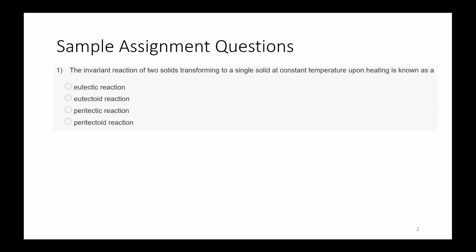So the first question is: the invariant reaction of two solids transforming to a single solid at constant temperature upon heating is known as. In the case of a solid state reaction, the name will end in "oid", like eutectoid or peritectoid. Your options are eutectic, eutectoid, peritectic, peritectoid. Here two solids are transforming into a single solid upon heating, so this will be your peritectoid type of reaction.